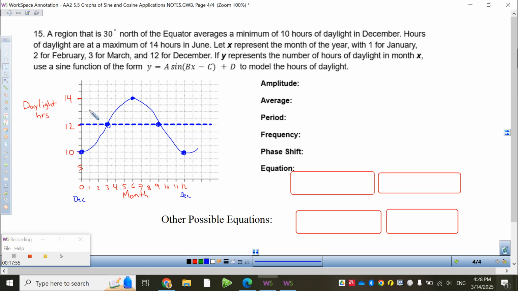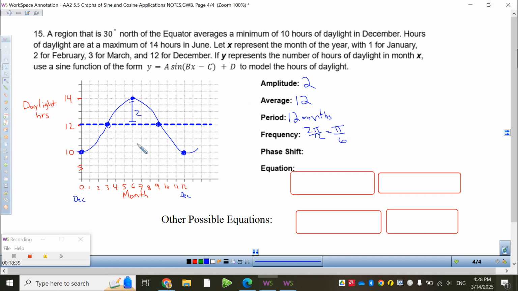Okay, and now we have pretty much all the info that we need for this problem. So the minimum's 10, the maximum's 14, so that gives me an average of 12. I can look at my graph here and see the amplitude is 2 because the distance from the middle to the maximum and to the minimum is both 2. So we're going to have a 2 and a 12 in our formula for A and D. Our period is 12 months for this. And so similar to the other problems, we're going to just divide 2 pi by 12 to find our frequency. So 2 pi divided by 12, and we're going to get pi over 6. So that's going to be our frequency in our problem. It's going to be our B value.